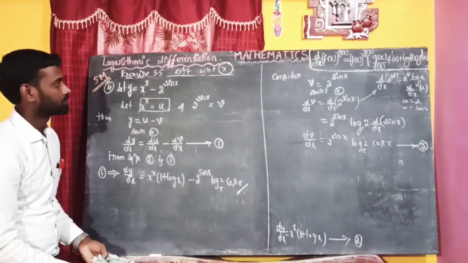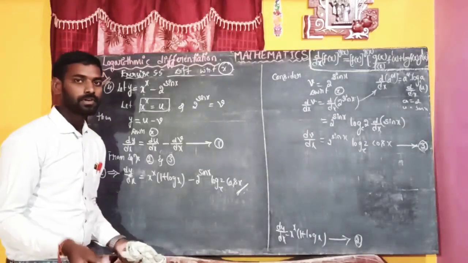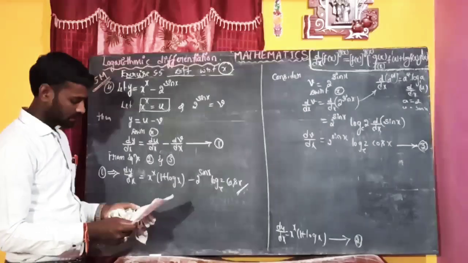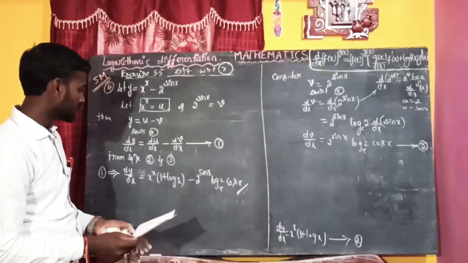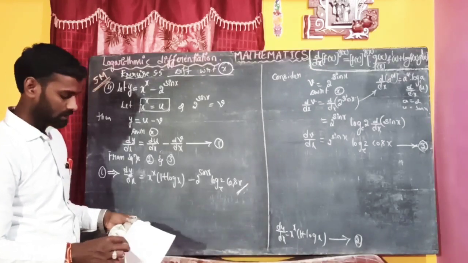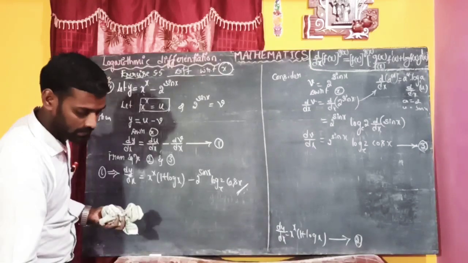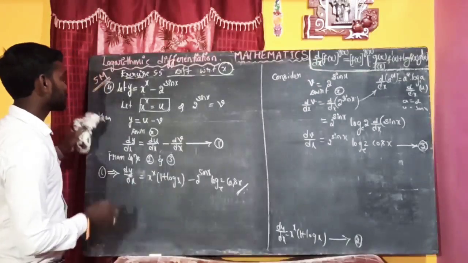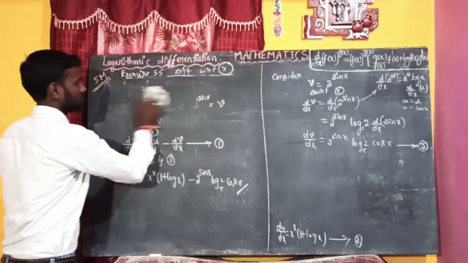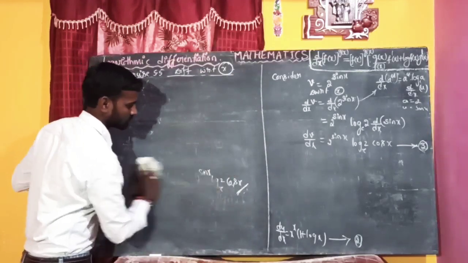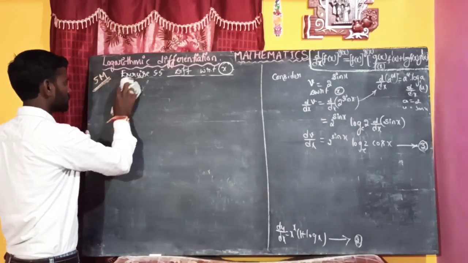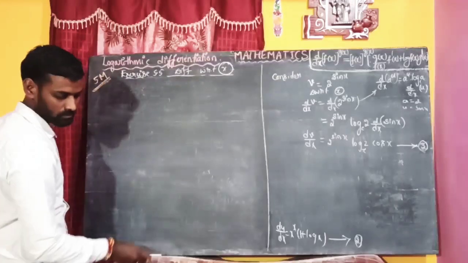Now let us go for the next question, guys. Here the answer for this question is x power x into 1 plus log x minus 2 power sin x into log 2 for the base e into cos x. Now let us go for the next question, guys. Fifth question.